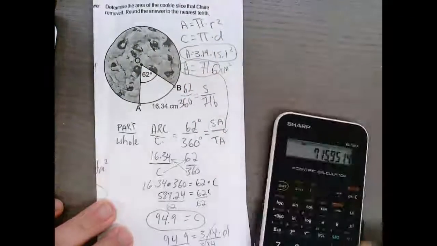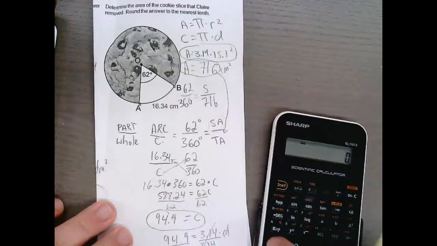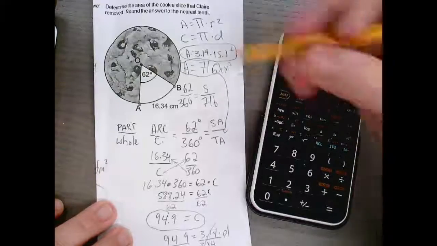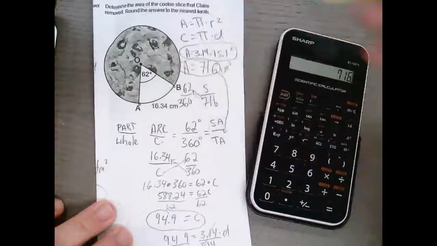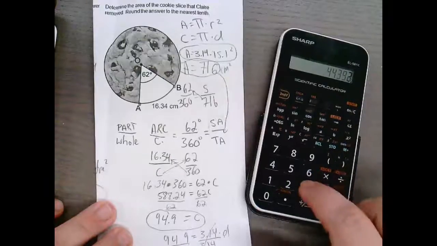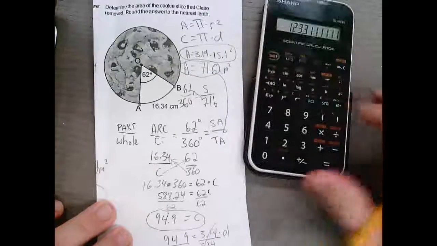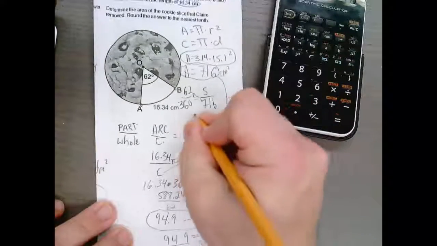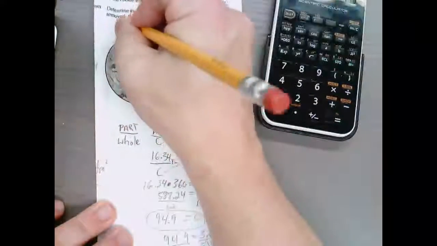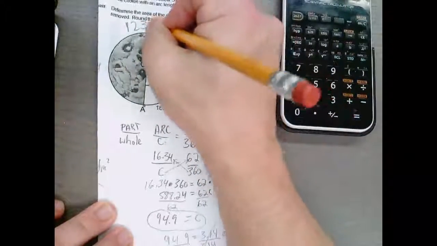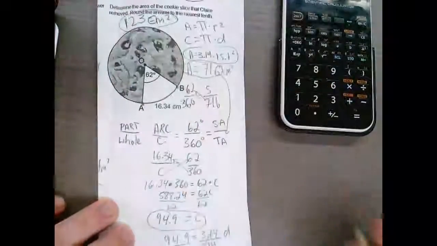That was the longest question yet. Alright, so 716 times, so we're cross multiplying here, times 62 divided by 360 is your answer, and you get 123. So 123 centimeters squared is the answer. Okay.